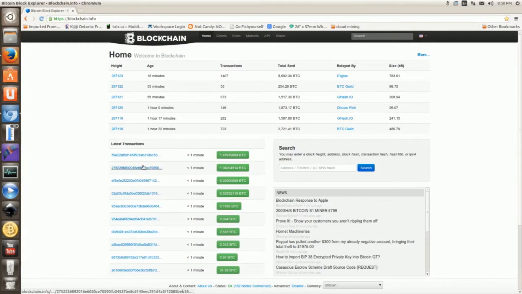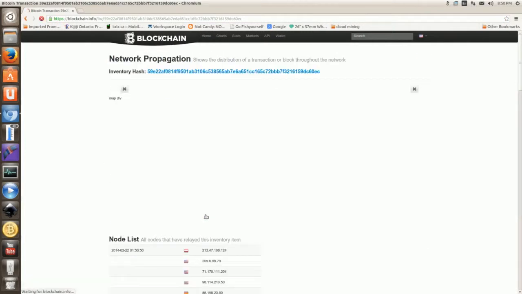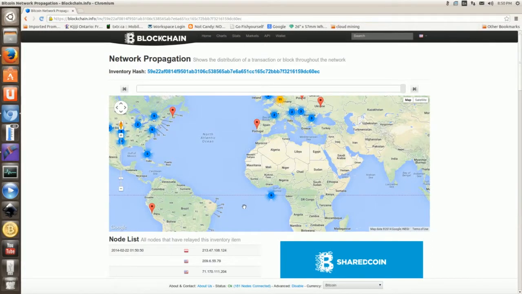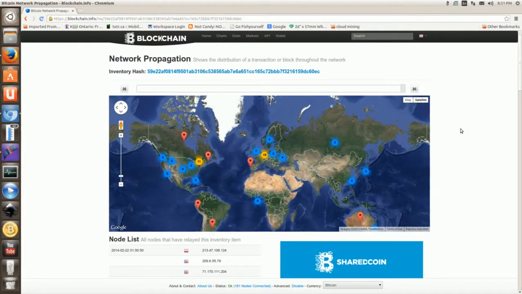Very transparent system, and there's all your transactions in real time. You can track the yin-yang out of them. But you can see with all this data why you want these graphical interfaces. This transaction just happened less than a minute ago. All these nodes have already recorded this transaction. It's written on all of their drives.